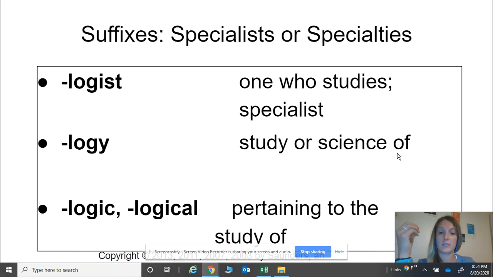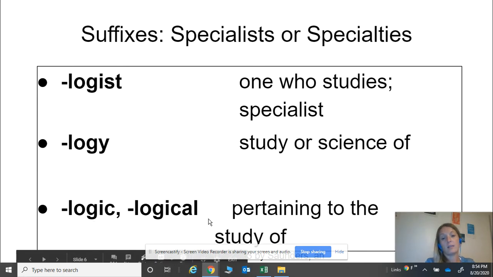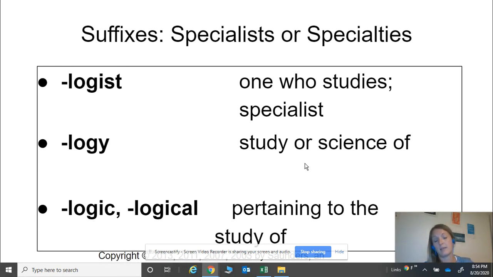A logist is one who studies or a specialist. So you can study anything and be a specialist. You can be an arborologist. That would be one who studies trees. Logy is the study or the science of, so biology, study of life. Logic and logical is pertaining to the study of, so biological sciences, sciences that study life.